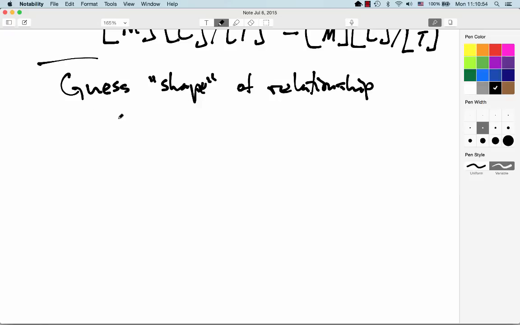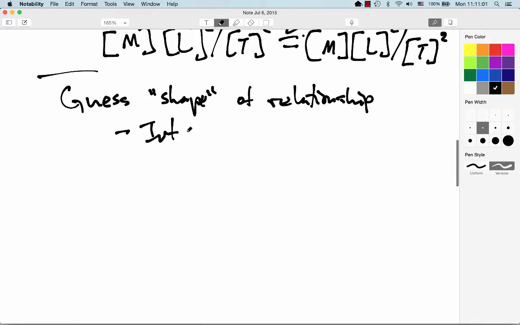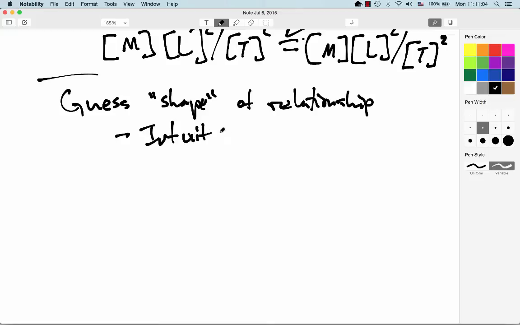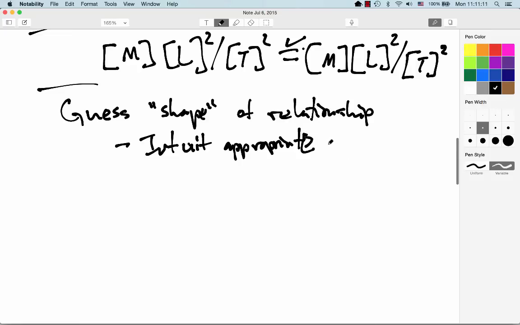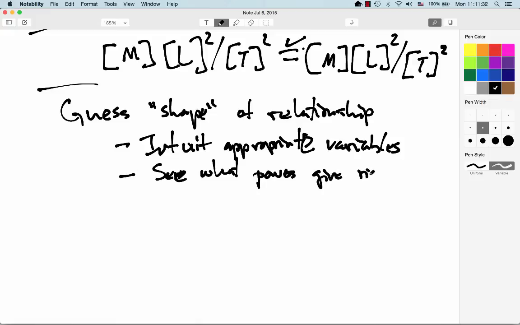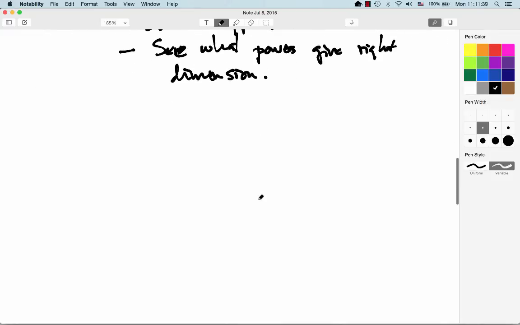You're going to have to use your intuition here to intuit what might be appropriate variables. And then you can play around with powers to see what powers give the right dimension. So let me just do a quick example of that.